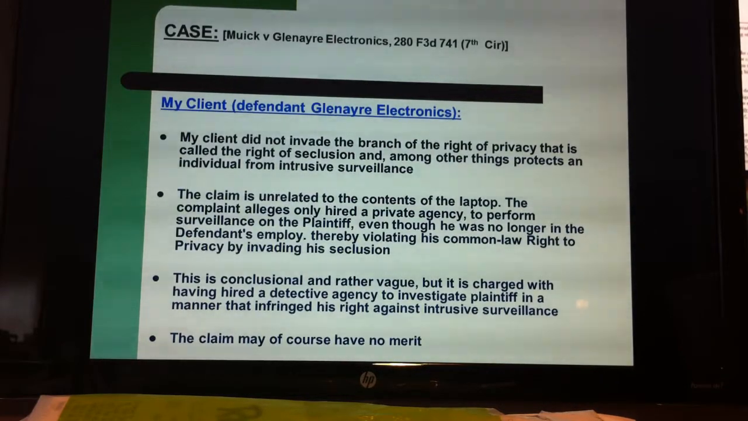Here I want to make the point that my client, defendant Glenayre Electronics, did not invade the branch of the right of privacy called the right of seclusion, which, among other things, protects an individual from intrusive surveillance. So the claim is unrelated to the content of the laptop. The complaint alleged only that Glenayre hired a private agency to perform surveillance on the plaintiff. This is conclusory and rather vague, but it charges Glenayre with having hired a detective agency to investigate the plaintiff in a manner that infringed his right against intrusive surveillance. So the claim may of course have no merit.